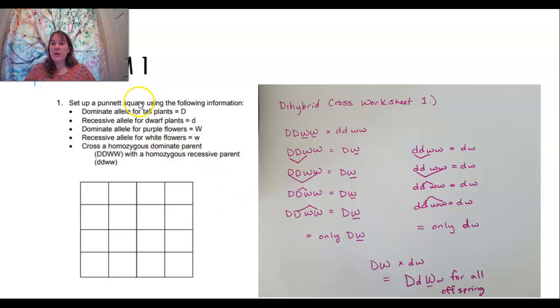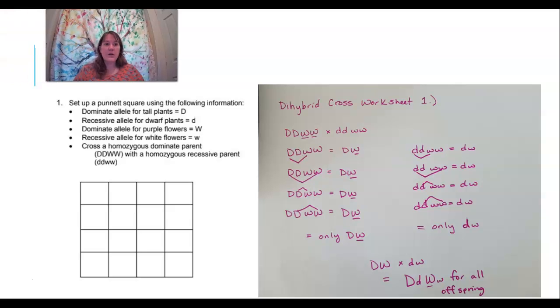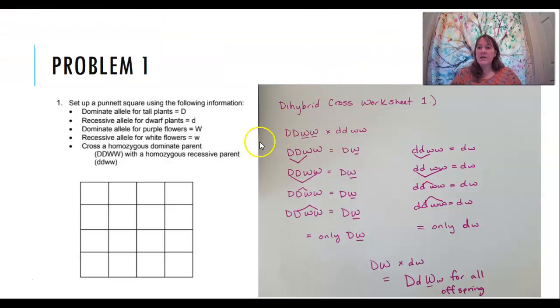Okay, so problem 1. Problem 1 is: set up a Punnett square using the following information. We're given the dominant allele for tall plants is big D, the recessive allele for dwarf plants is little d, the dominant allele for purple flowers is big W, and the recessive allele for white flowers is little w.